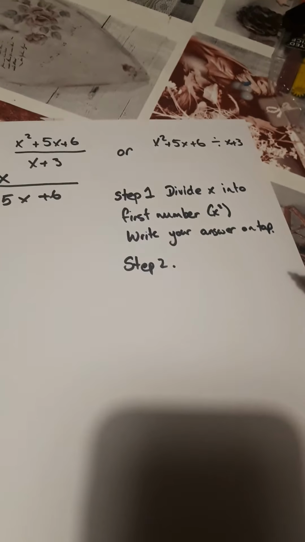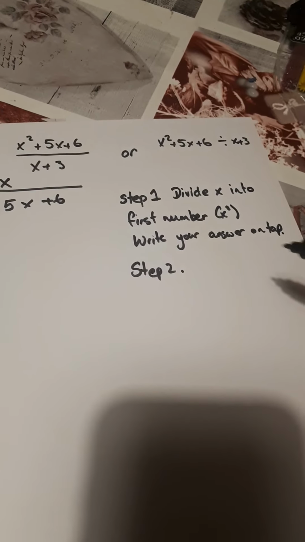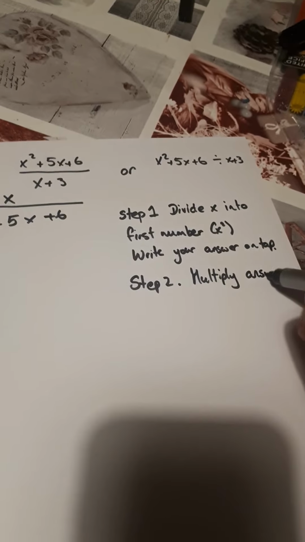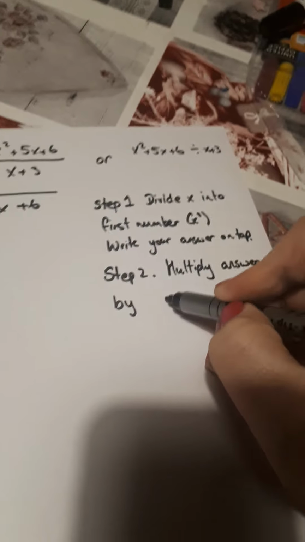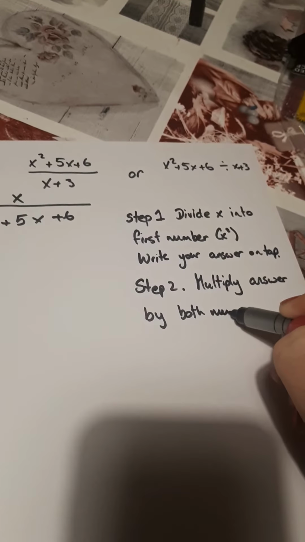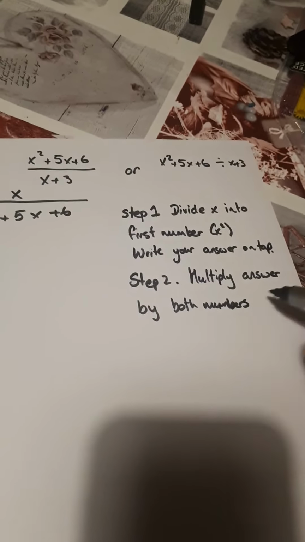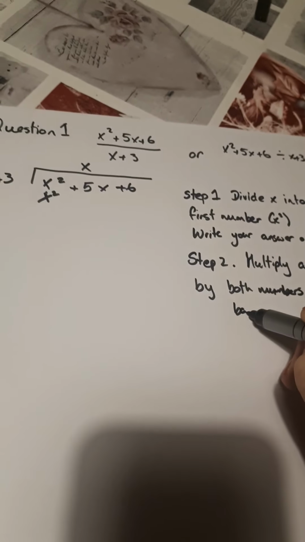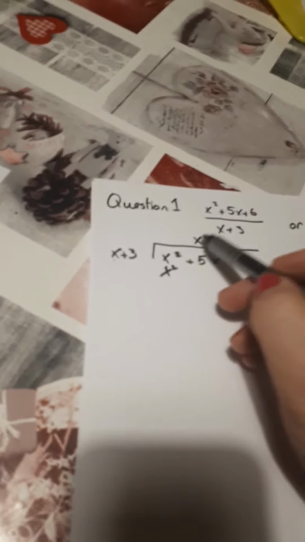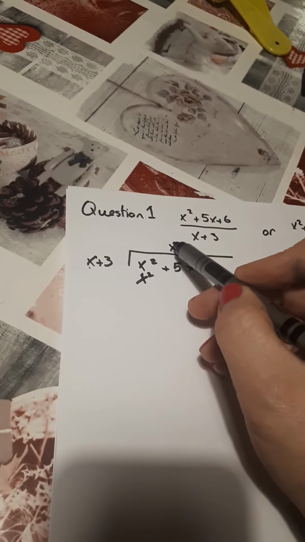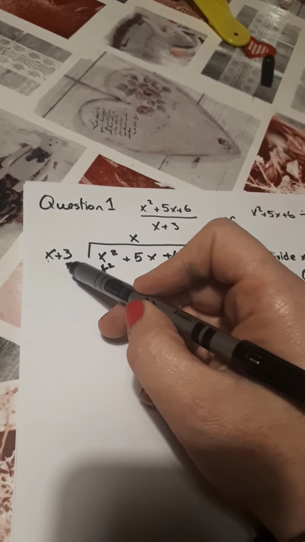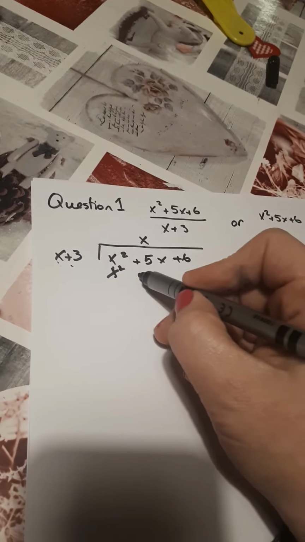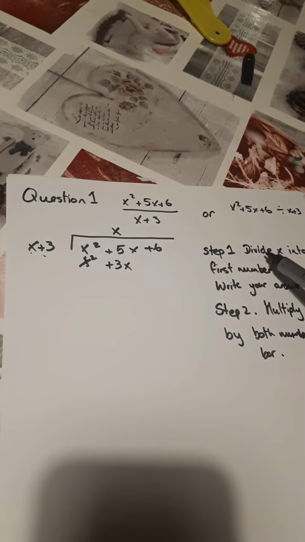I'll get better at keeping the camera focused. Step 2. You multiply your answer by both numbers outside the bar, which is here. So this is your answer, x. That gets multiplied by both of these numbers outside the bar. So x multiplied by x gives me x squared. X multiplied by a 3 gives me a plus 3x. So we've step 1 and step 2 done.